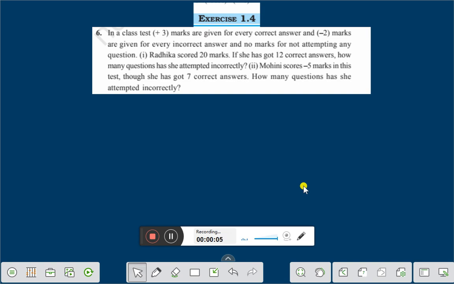In a class test, plus 3 marks are given for every correct answer and minus 2 marks are given for every incorrect answer, and no marks for not attempting any questions. Radhika scored 20 marks. If she has got 12 correct answers, how many questions has she attempted incorrectly? Mohini scores minus 5 marks in this test though she has got 7 correct answers. How many questions has she attempted incorrectly? Let us solve this problem, that is part 1.